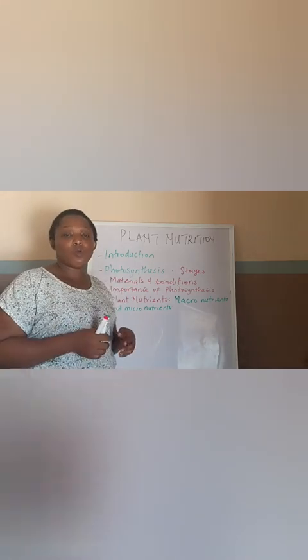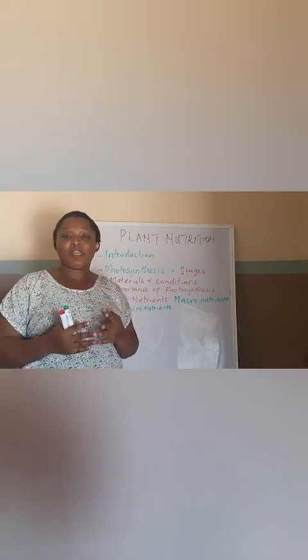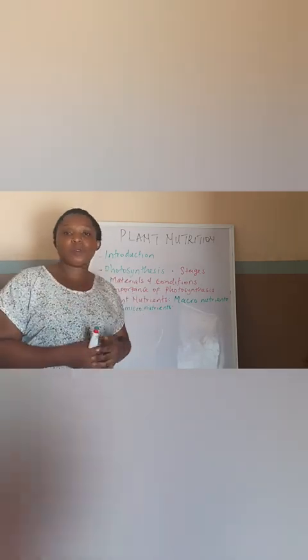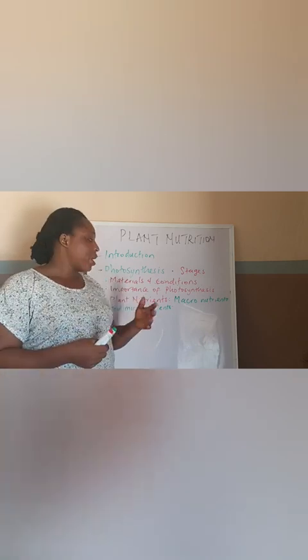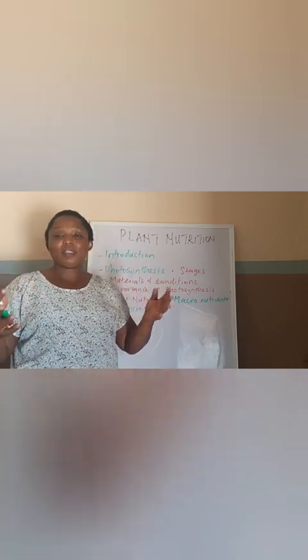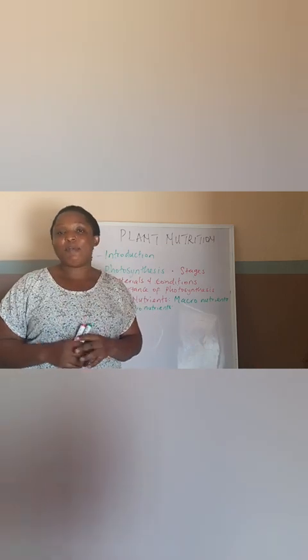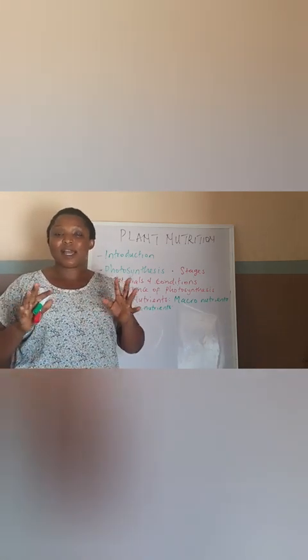So we have the macronutrients and the micronutrients. These are the two groups of plant nutrients that we have. The macronutrients are needed in large quantity by the plant, while the micronutrients are needed in trace amounts. That means they are not needed in large quantity.